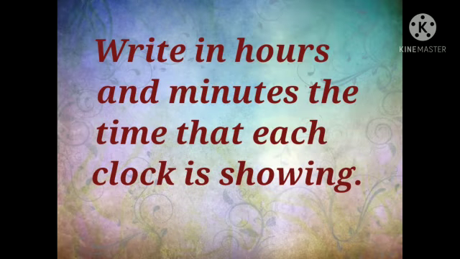Write in hours and minutes the time that each clock is showing. Now let us see. The hour hand, that is the short hand of the clock, is at 4 and the long hand of the clock is at 1. So the time is 4 hours and 5 minutes. We can also say 5 minutes past 4.